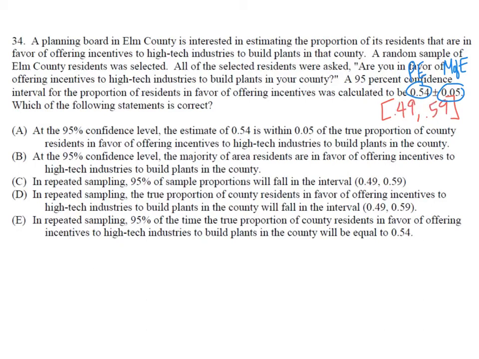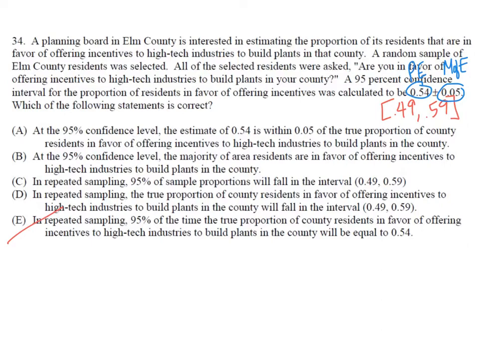I'm going to start at the bottom with letter E for a reason. In repeated sampling, 95% of the time, the true proportion will be equal to 0.54. No, I'm confident that it will lie in that interval, but not that it's going to be exactly the same. So no, E is out.